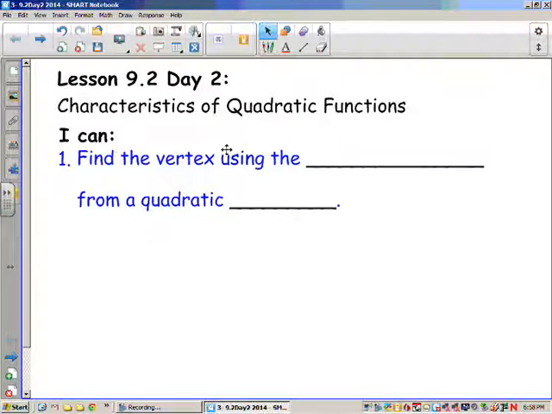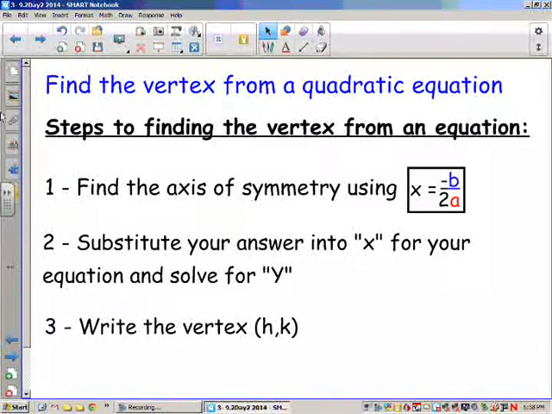Today you'll be able to find the vertex using the axis of symmetry from a quadratic equation. We've done that with a graph. Now we want to just use an equation. To find the vertex from a quadratic equation, we're going to find the axis of symmetry using this formula.